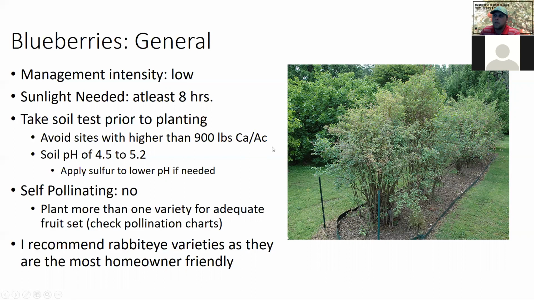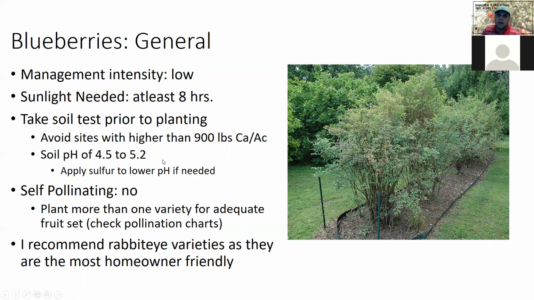This actually happened. Someone planted some blueberries and they weren't doing too well, and I went and took a soil test, and it was over 1,000 pounds of calcium an acre. And lo and behold, it was supposedly an old garden site. So the good news is a soil pH of 4.5 to 5.2 is plenty adequate for blueberries. And honestly, if they're much higher than 5.2, you could get away with 5.3, 5.4, maybe even up to 5.5.